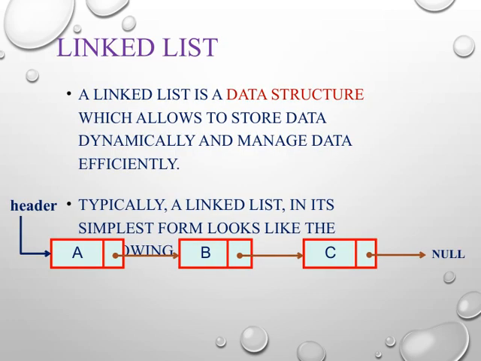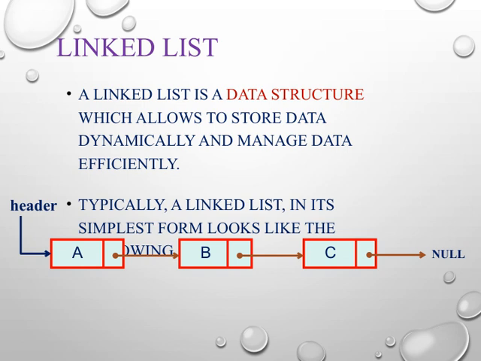Let's take a closer look at linked lists. A linked list is a type of data structure that allows us to store data dynamically, meaning we can add or remove elements easily without needing to resize arrays or move data around. This flexibility makes linked lists very efficient for managing data that changes frequently.